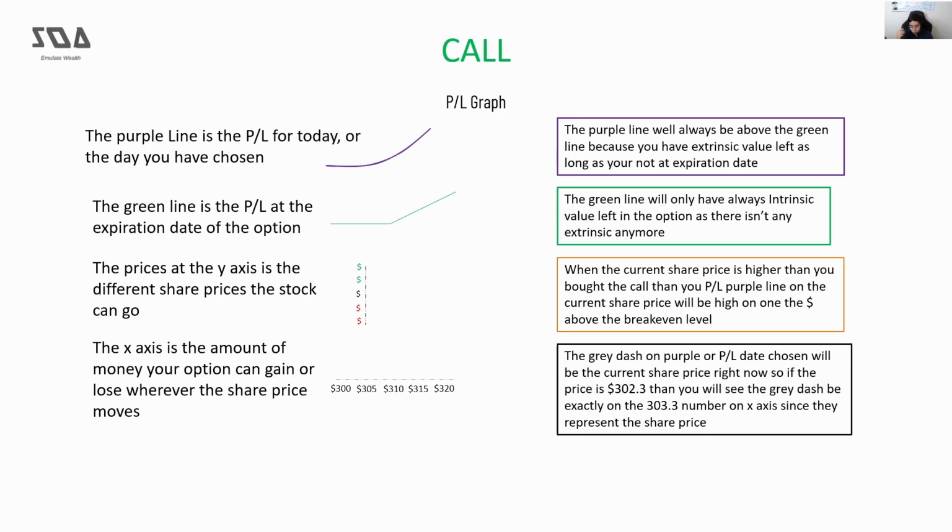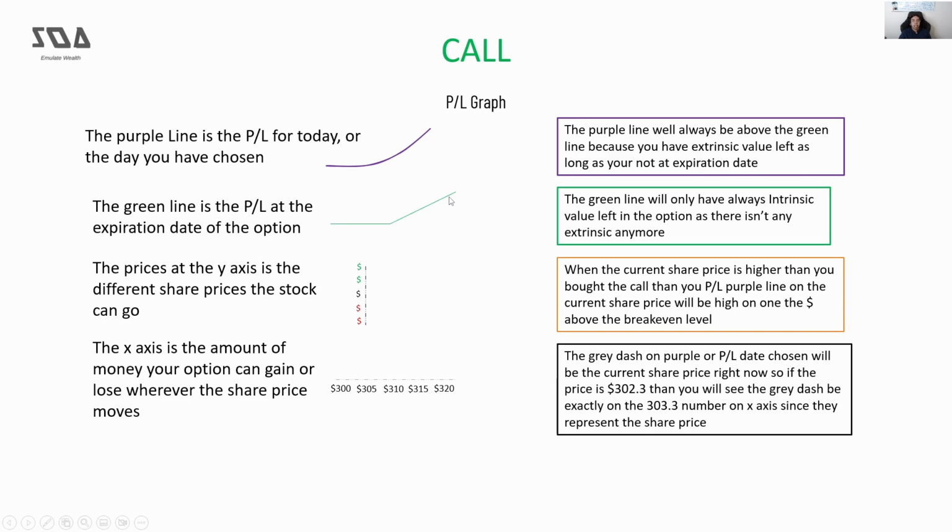So there's more value compared to expiration, which means that remember that when the lines are above, it shows that when the lines are more above, the purple line is always going to have more of a gain in profits compared to the green line.